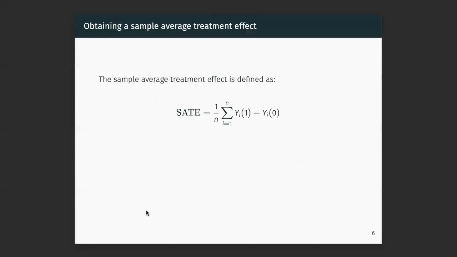Okay, so the sample average treatment effect is defined as the average of the difference of the outcome for the treated and the outcome for the control. So we just compute the average for each group and difference them, or compute the average of the differences. Same thing. That's the sample average treatment effect: the average difference between the treated and control.